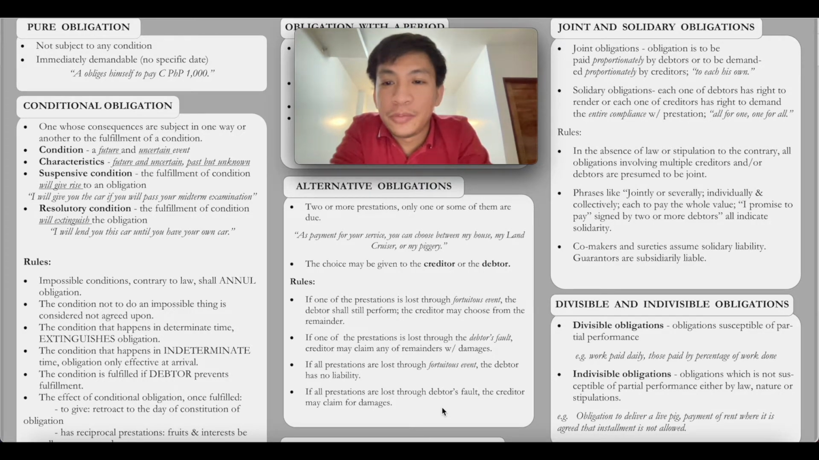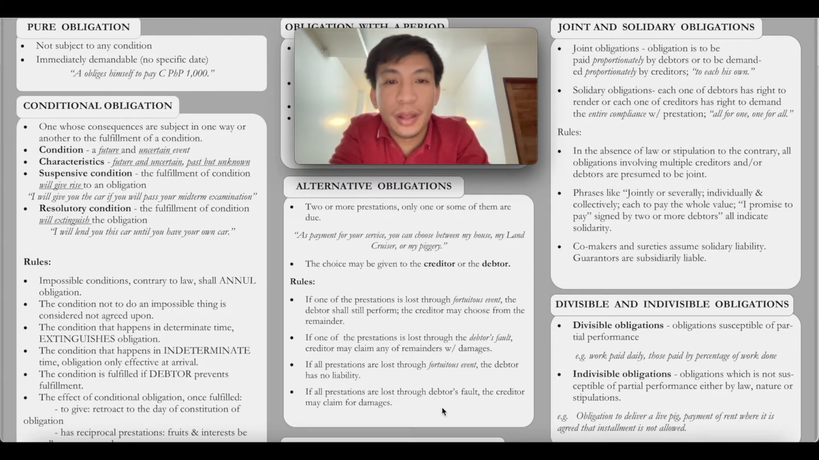Okay. Ano ulit yung phrases? Jointly or severally, individually and collectively, to pay for the whole value, I promise to pay, tapos dalawa kayong nagpirma. All of those indicate solidarity. Kumbaga, yung mga yon ang cue nyo para masabi na solidary yung obligation. Now, baka malito kayo dito sa una, yung jointly or severally. Kung jointly or severally, isipin nyo siguro joint kasi nandoon na yung word na joint, ano? Pero yung kapag magkarugtong yung jointly or severally, ibig sabihin nun, solidary siya.